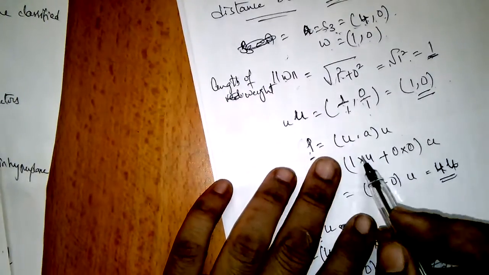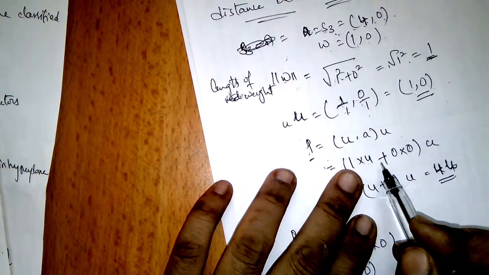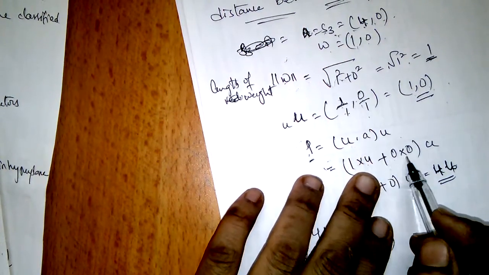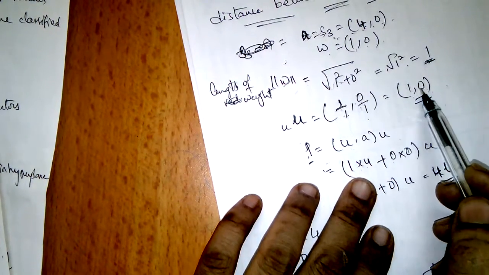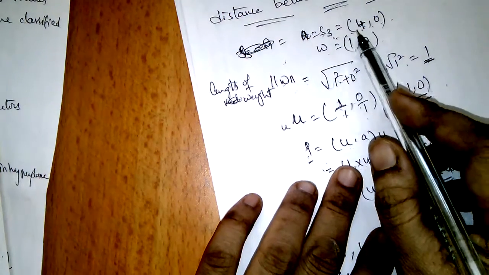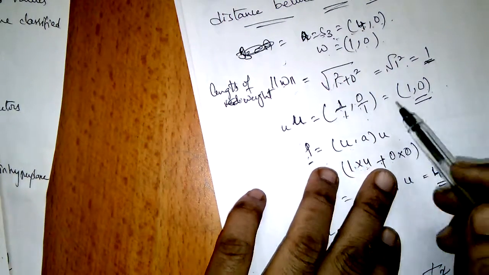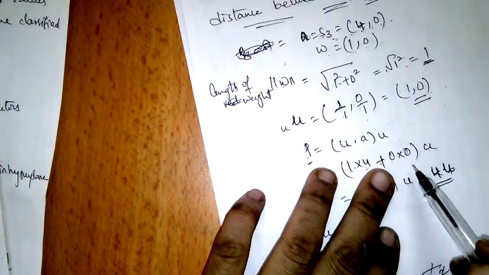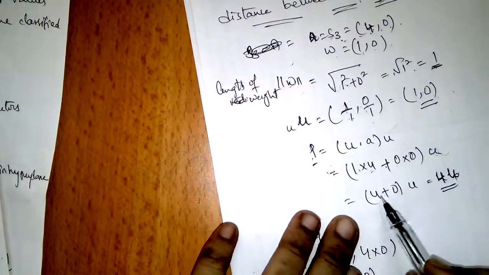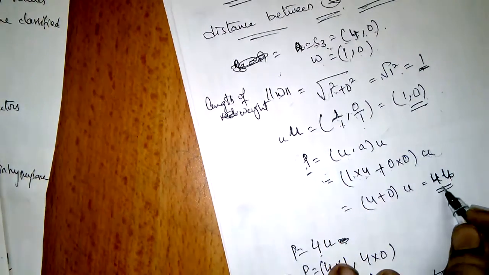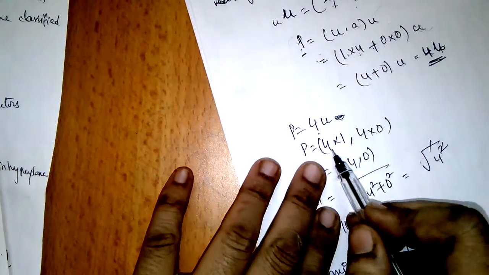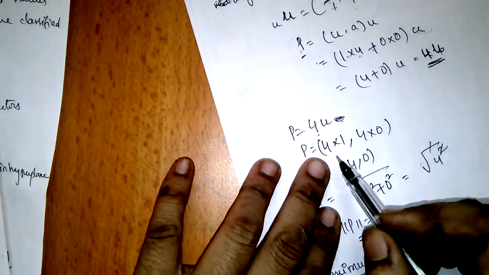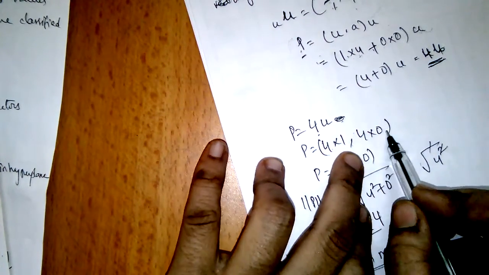(4, 0). So 1 into 4 plus 0 into 0. 1 is the weight value, sorry, the u value (1, 0). 1 into the A value 4, 4, plus 0 into 0. Okay. 0 into u. So we will get 4u. The remaining value is 4u. Now you substitute the value. P is equal to 4u. 4u means, what is the u value? 1 and 0. 4 into 1, comma, 4 into 0.